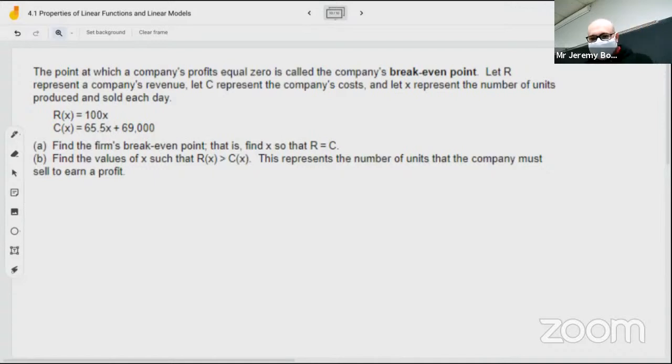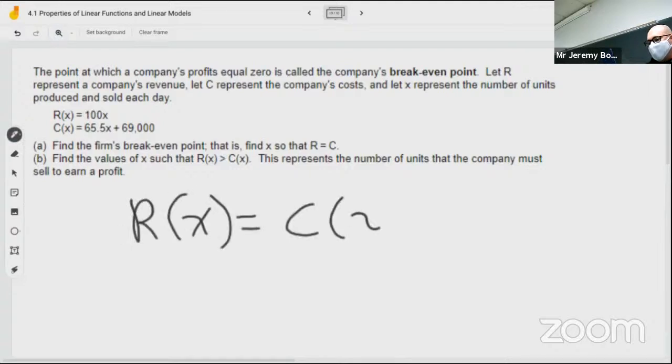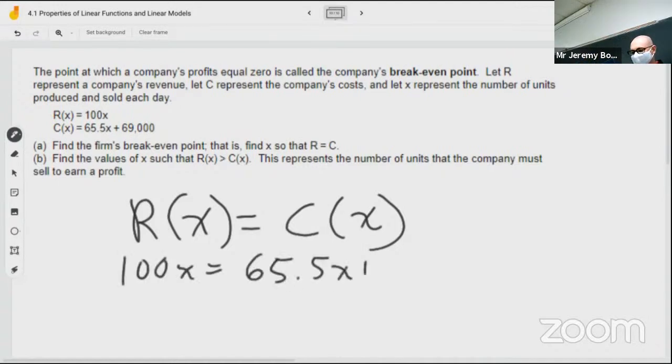So what we want to figure out is for what number of items that we produce and sell each day will our revenue equal our costs? Will our amount of money bringing in break even with the amount of money we're spending? And so what we're going to do is take R of x and set it equal to C of x. And so, like we did before, take 100x equals 65.5x plus 69,000. Let's subtract 65.5x from both sides.